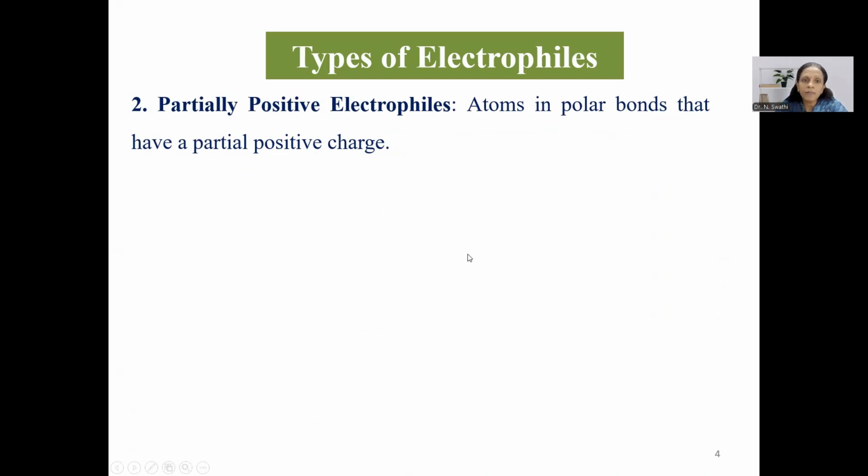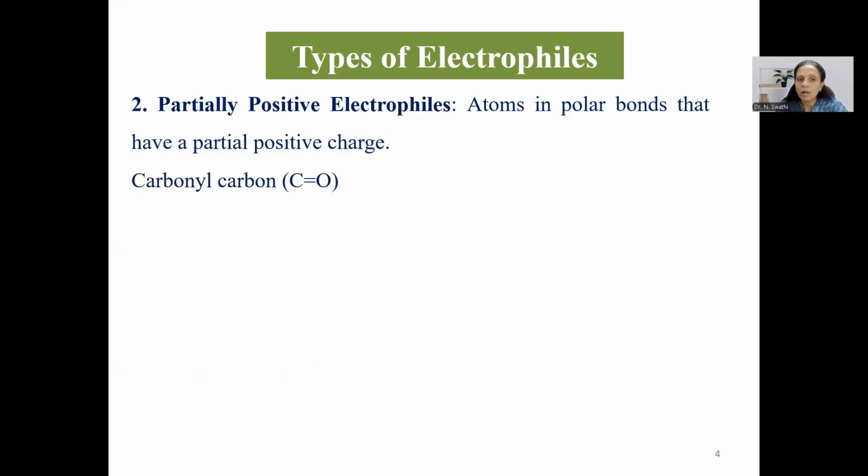The second type of electrophiles are known as partially positive electrophiles. Here these electrophiles are formed due to bond polarity. Particularly the molecules which have polar bonds will create this type of electrophiles. For example, carbonyl carbon, that means carbonyl compounds like aldehydes, ketones, esters, amides, they have a carbonyl group in them. And usually this carbonyl group is electron deficient.